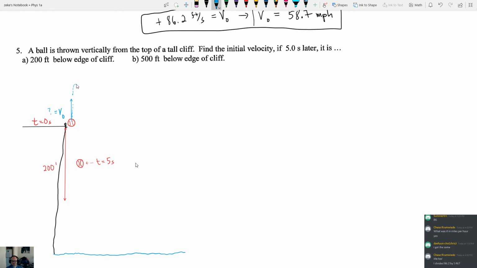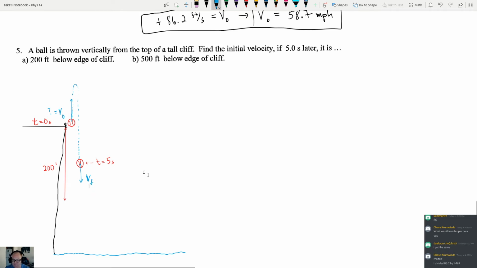And of course, due to gravity, it eventually has to start coming back down again. We're going to assume it's only traveling in one dimension. So it's thrown straight up and then it goes straight down. It gets to this position where it's now moving downwards with some speed. We don't know what it is. But we know that 5 seconds have elapsed. And we know that it's 200 feet below the cliff.